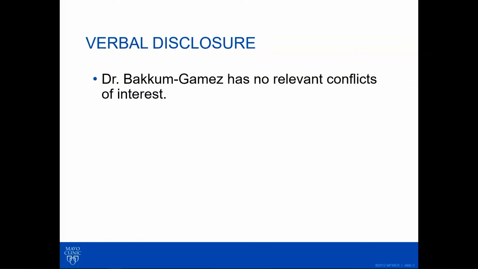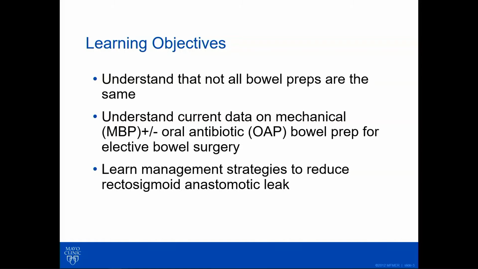So I have no relevant financial disclosures. Learning objectives, I'm going to talk a little bit about bowel preps in general, and it's important to understand that just because you say bowel prep doesn't mean that they're all the same. We'll talk about some of the current data on mechanical bowel preps plus oral antibiotic prep, as well as mechanical bowel preps alone, oral antibiotic preps alone, as well as no bowel prep. And then some management strategies to reduce rectosigmoid anastomotic leak. So this is technically kind of two talks. And I'll pivot a little bit after talking about bowel preps to talk about anastomotic leak prevention.